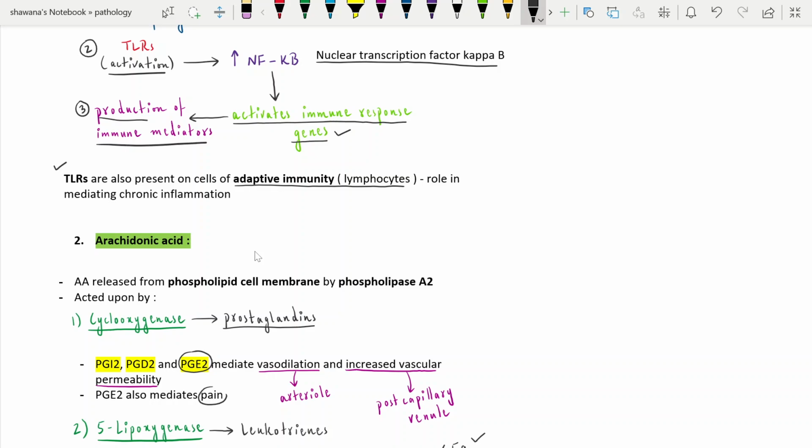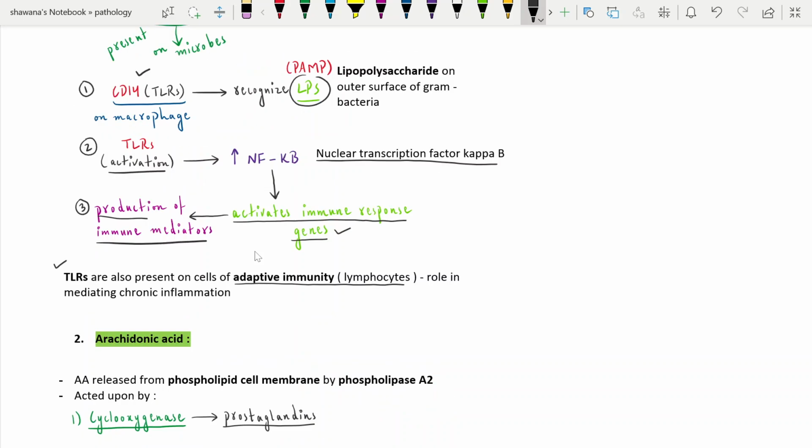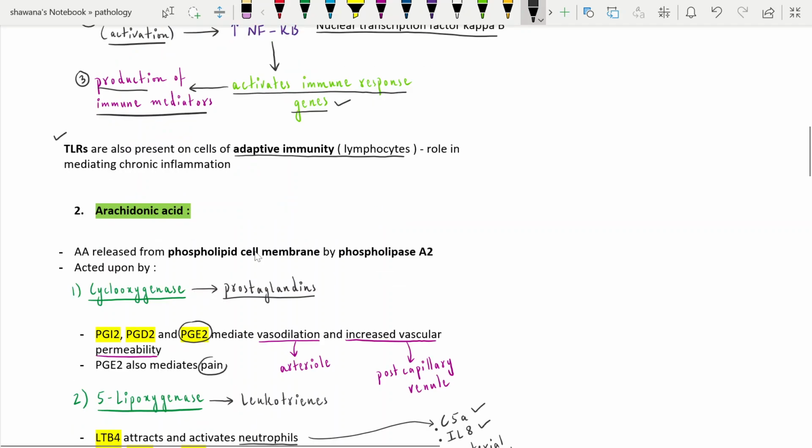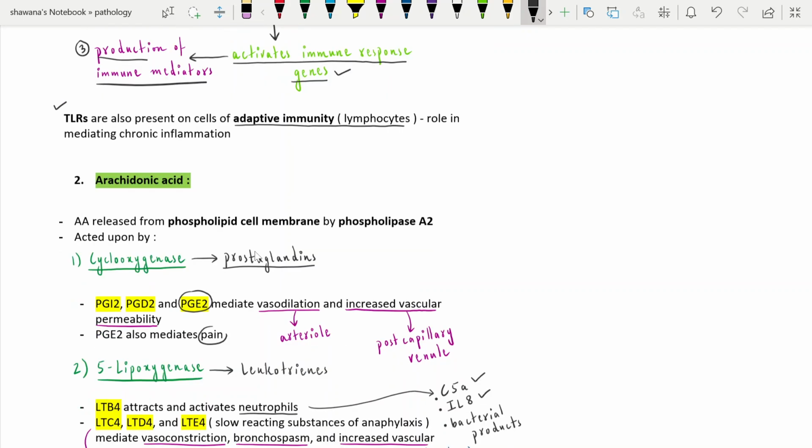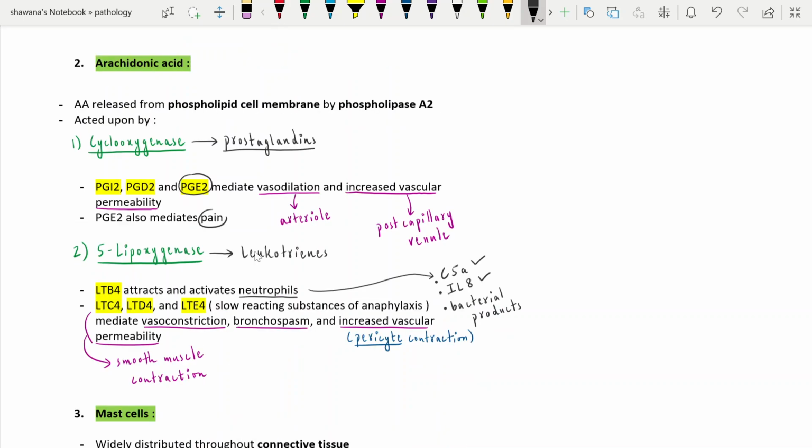Okay, understand how toll-like receptors mediate inflammation. They recognize PAMPs. PAMPs lead to the activation of toll-like receptors. They cause the upregulation of NF-kappa B, which activates the genes and then the production of immune mediators. Toll-like receptors are not only present on the innate immunity cells but also on adaptive immunity cells, i.e. lymphocytes.